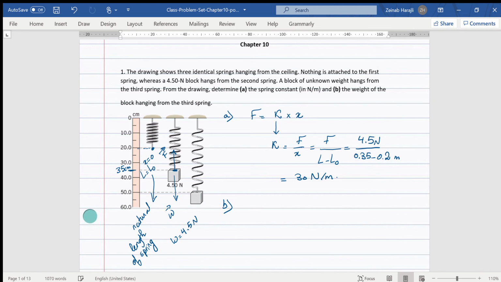In part B, we want to find this unknown weight here. So if we want this weight, we know that this weight, which is pulling downwards, is going to be equal to the tension exerted by the spring here. So if we can find the tension, it would be just equal to the weight of the block hanging from the spring. So we know that W is equal to F because the spring is in equilibrium.